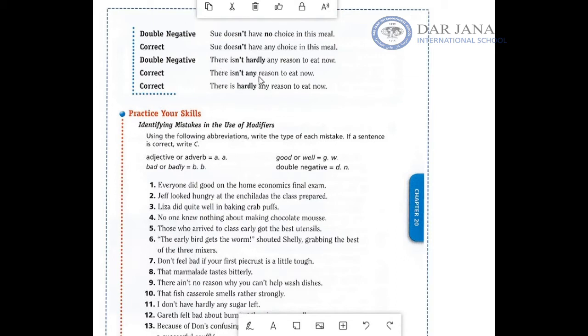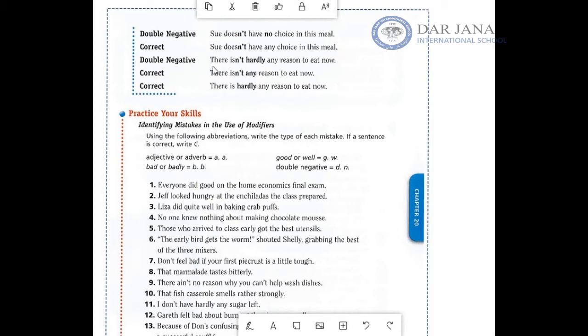In order to fix the sentence or make it correct, we should use only one form of negation. For example, Sue doesn't have any choice in this meal. Or we can say, Sue has no choice in this meal.